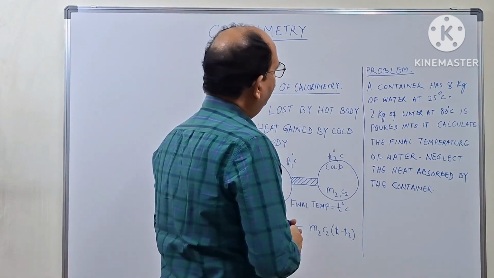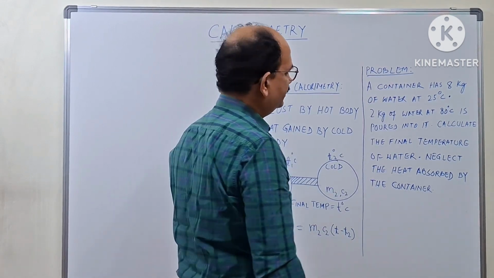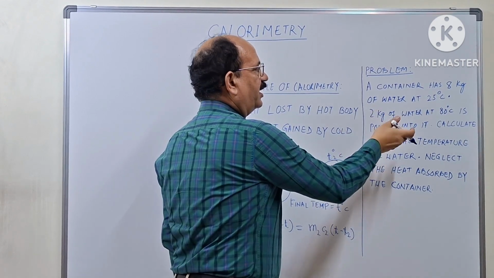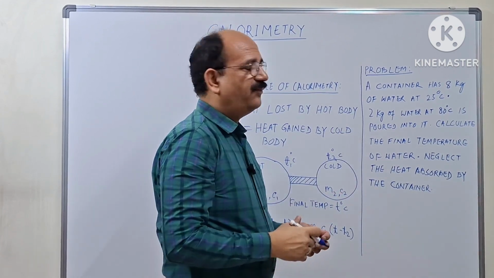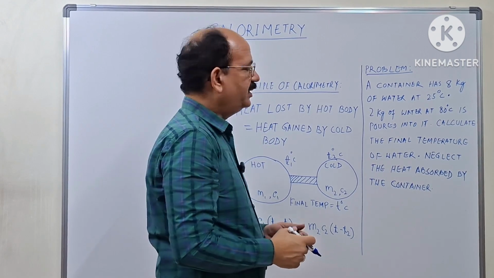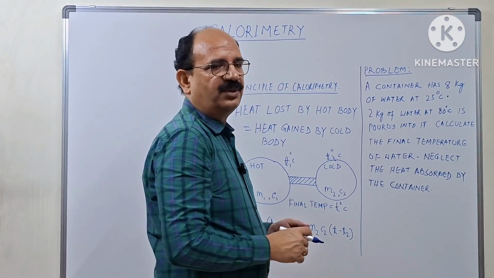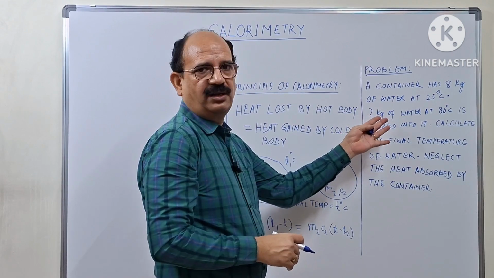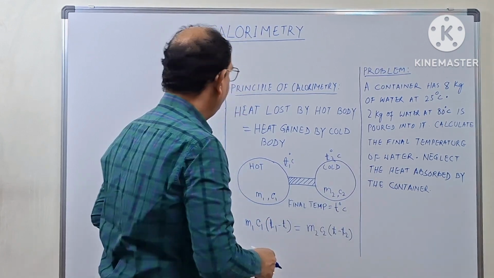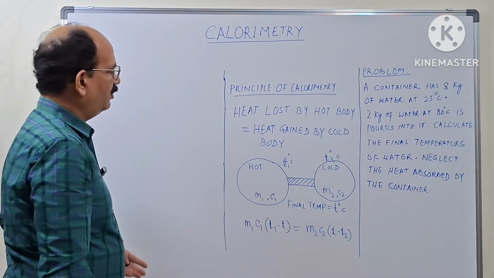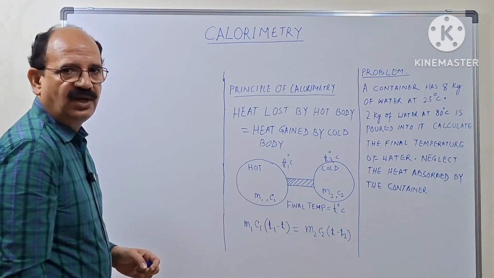There is a problem given that a container has 8 kg of water at 25 degrees Celsius. 2 kg of water at 80 degrees Celsius is poured into it. We have to calculate the final temperature of the water. And here we need to neglect whatever heat is absorbed by the container. Meaning thereby that whatever heat is lost by the hotter water is gained by the colder water. Okay. So let's map that problem onto this environment where we have learned the principle of calorimetry.